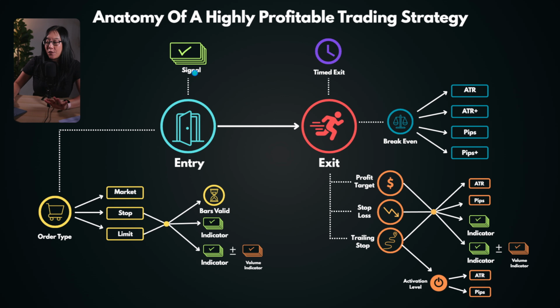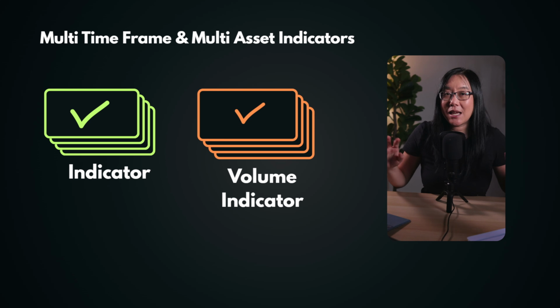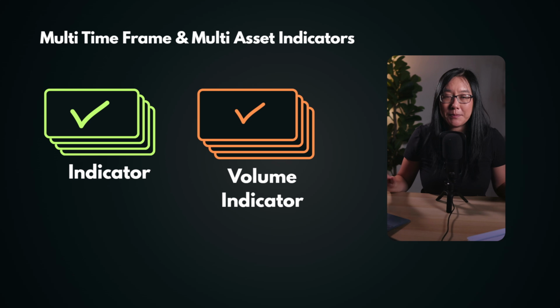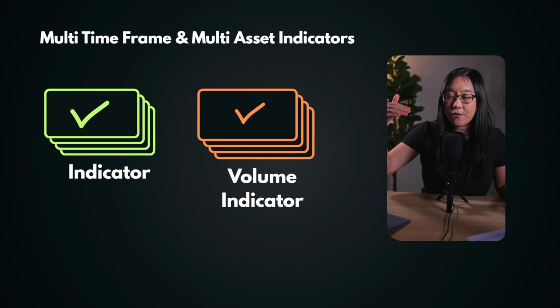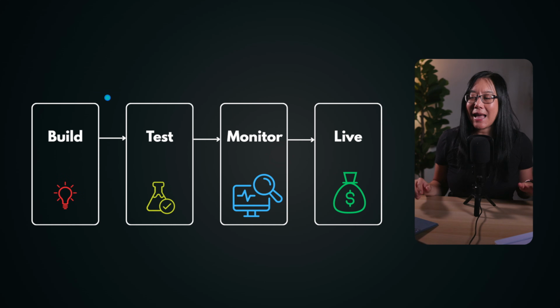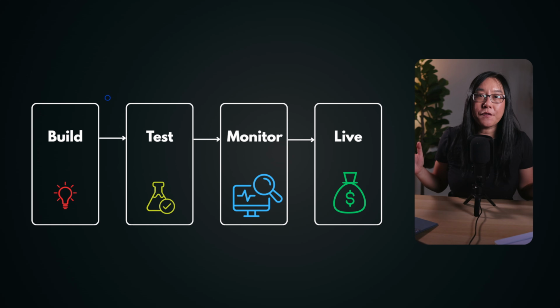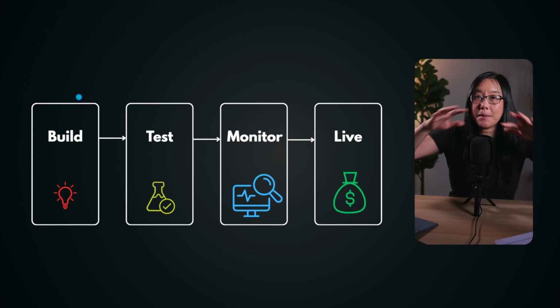We've got indicators for our entry signal. We've got different order types, 5 different exit options, and a whole bunch of combinations of ATR, pips, indicators plus indicators. And you might feel a little bit overwhelmed because there are just so many components. And I haven't even mentioned that the indicators don't need to be of the same time frame or the same asset. You can use indicators on higher time frames as a filter, or even indicators on a totally different asset. And all this stuff is just the build step in the bigger picture.